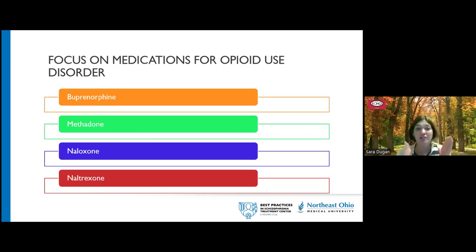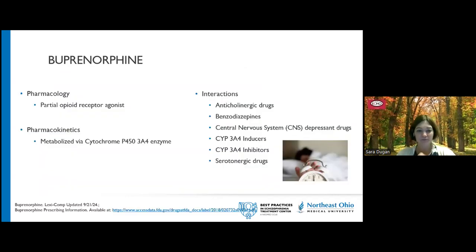So for today, I just wanted to focus on the medications for opioid use disorder. I split them out into 4, so I recognize naloxone is in combination with buprenorphine, but there are different considerations for each of them, so that was why I pulled those 2 apart. Naloxone and naltrexone work very similarly, so we've got those back to back, but we're going to start with buprenorphine. Not because it's the favorite, but because alphabetically it comes first. So buprenorphine, it is a partial opioid receptor agonist.